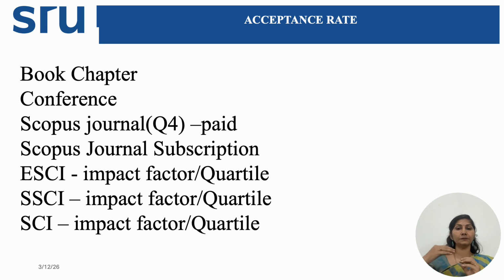Next one is, what is the hierarchy of the publication level? All of you know book chapters and conferences are easier in acceptance. If you go to Scopus, Q4, paid, again it will be easy. The higher publication level will be SCI with high impact factor. Nowadays they are speaking on top 10 percentage also, quartile also. So accordingly your time duration, the rejection rate, or the toughness will increase.